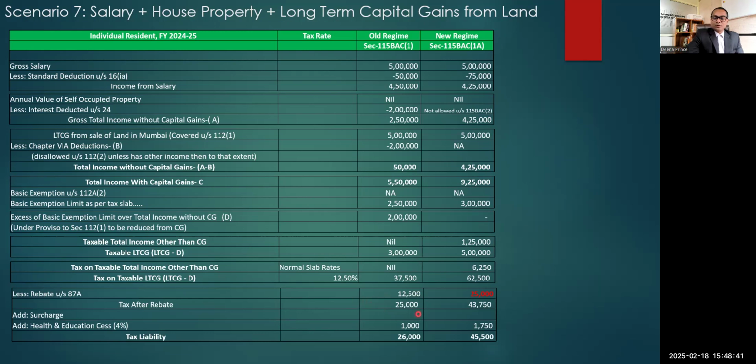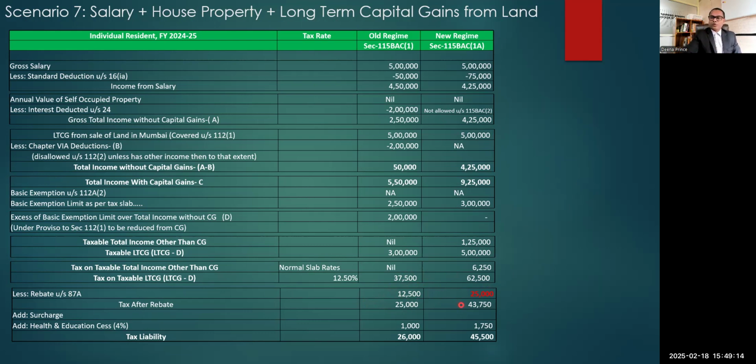Whether rebate is allowed or not, as I said, rebate is for the total income. Here the total income, which is the sum total of capital gains, house property and salary, on that whatever tax liability comes, which is 37,500, here a rebate of 12,500 can be availed. Same is the case in the new tax regime. Right, so with this we come to an end.